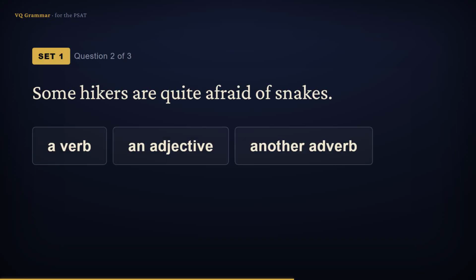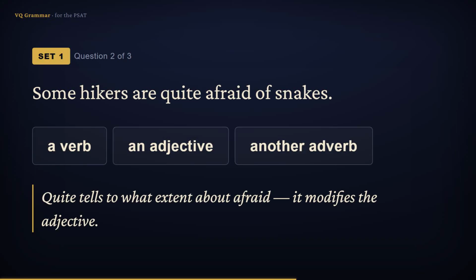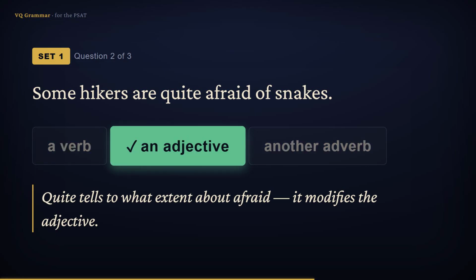Some hikers are quite afraid of snakes. The adverb is quite. Ask, afraid to what extent? Quite afraid. The word afraid is an adjective, so quite, the intensifier, points to an adjective, so the answer is an adjective.